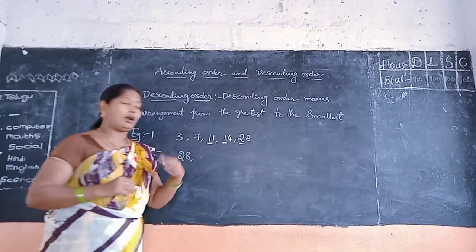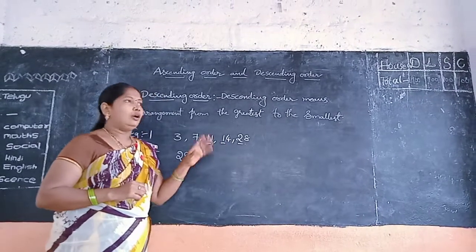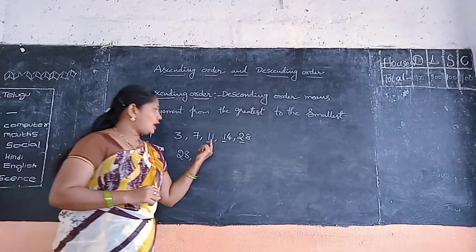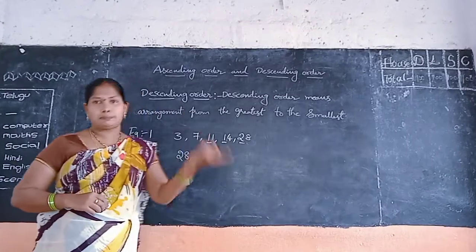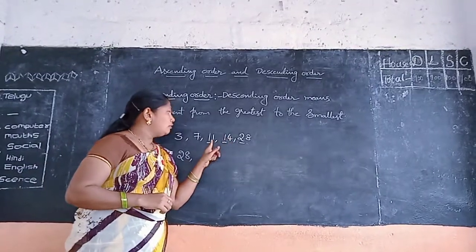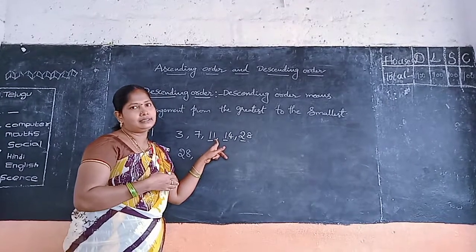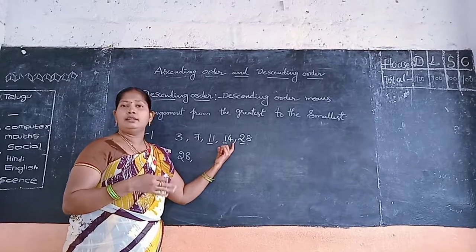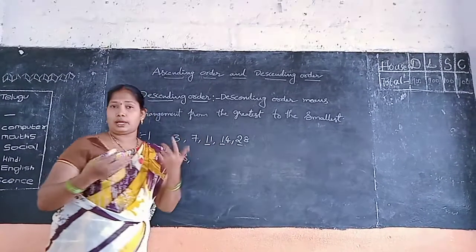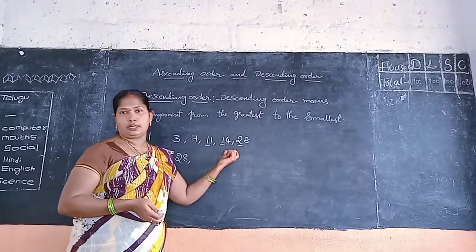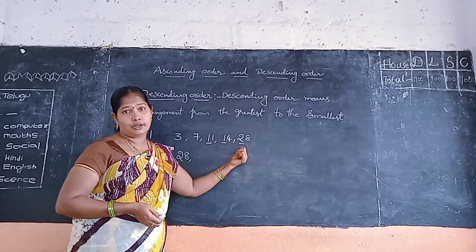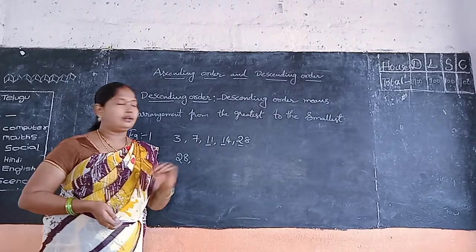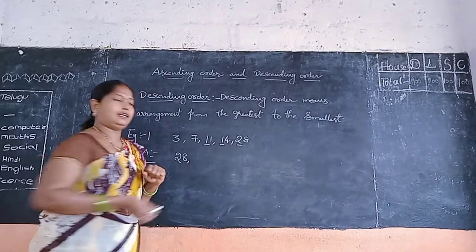Now go to the second number. How to take, 11 or 14? Both have 1 in the tens place. So check the ones place. 11 has 1 in the ones place. 14 has 4 in the ones place. Which number do you take, 11 or 14? Which one is big, 1 or 4? 4 is the big one. Now you take 14.